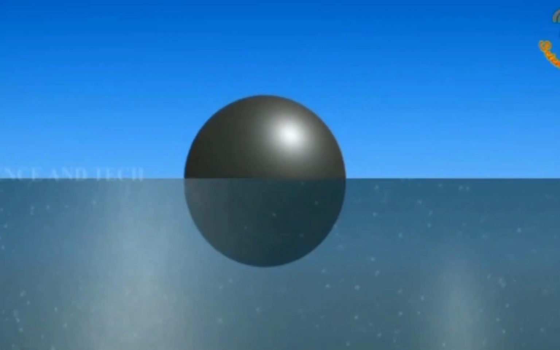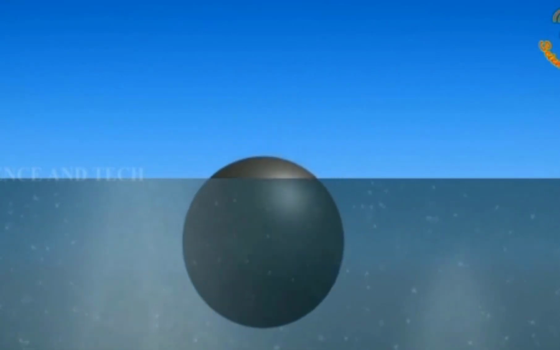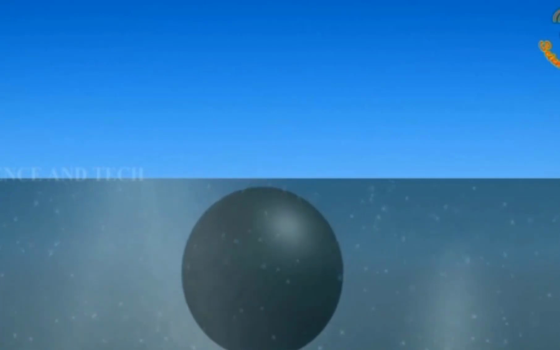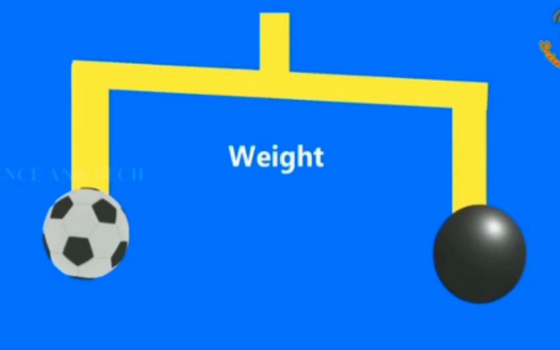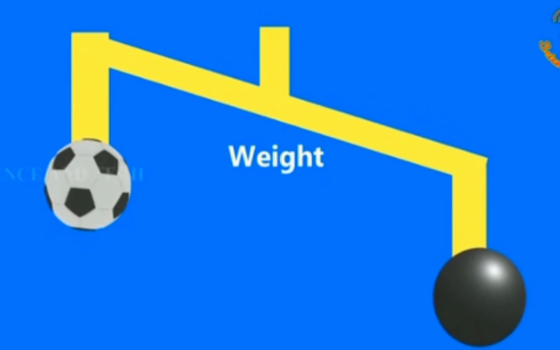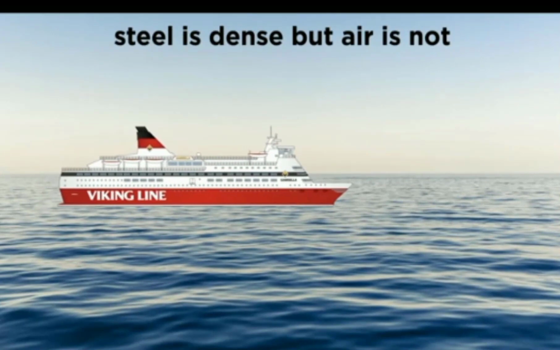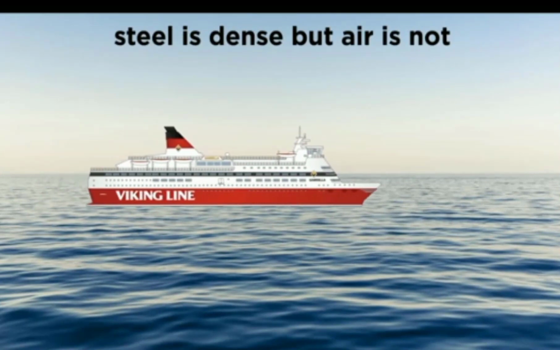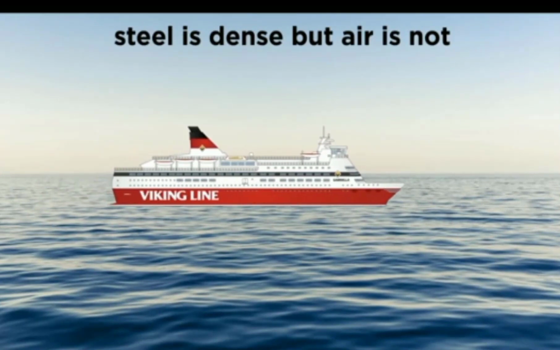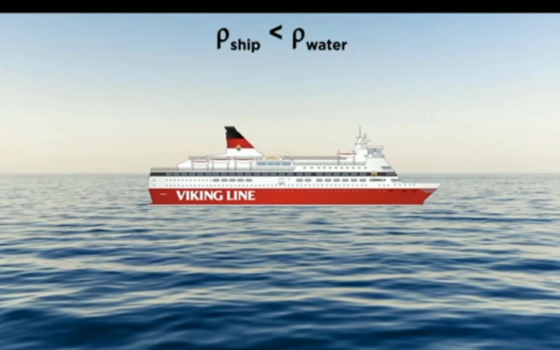Now observe, what do you see? Yep, you see that, right? The rubber ball is floating but the steel ball is sinking. Why is that? That's because of the weight or the mass. One of them has higher mass or weight. So now maybe you have some ideas to explain why a heavy ship can float in the ocean. Why is that?